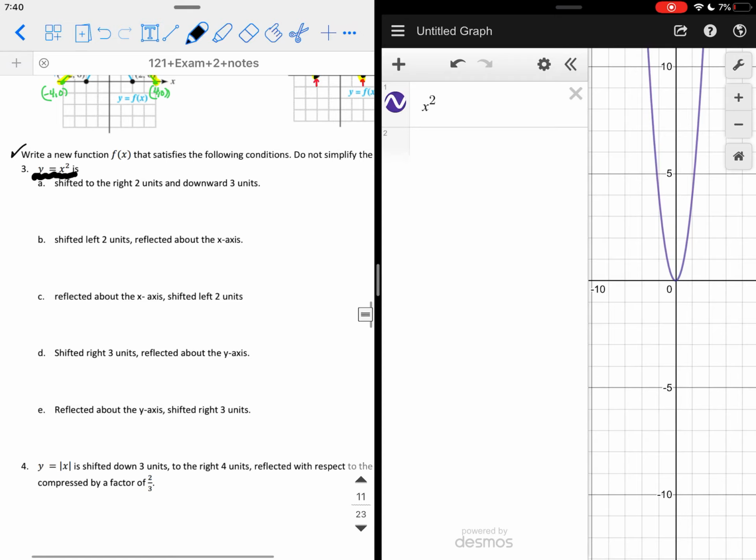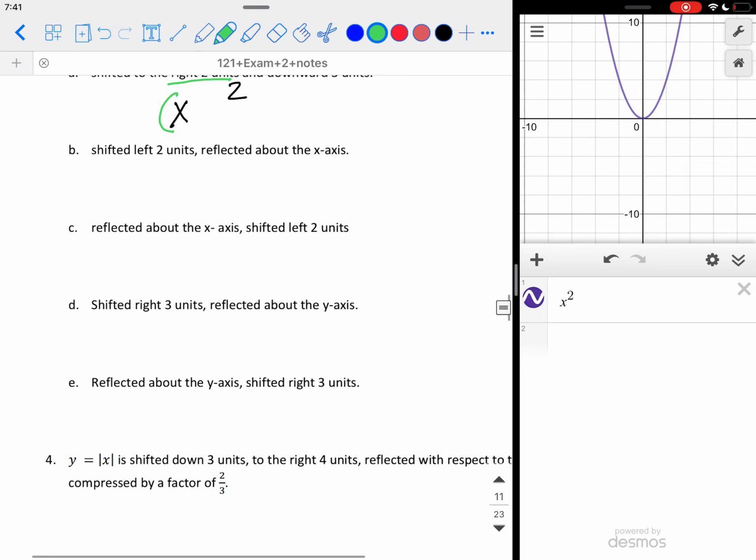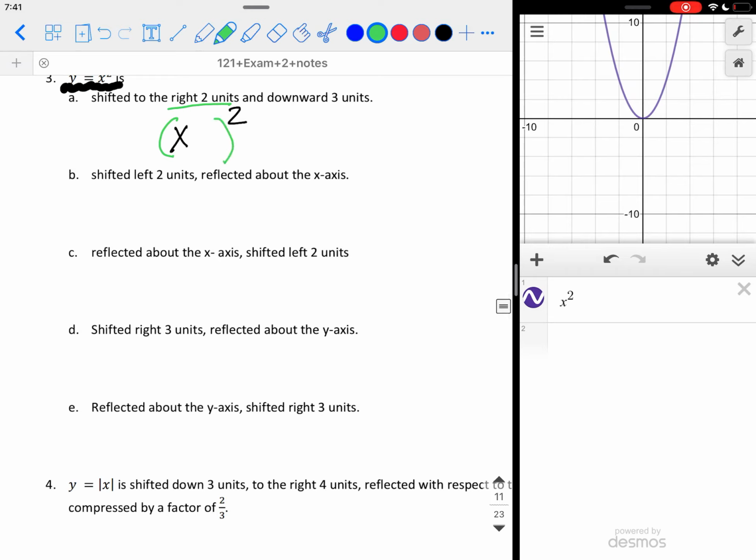So again, the kid has to look like its parent. So I have to start off with an x and a squared. Again, it's not a transformation, it's coming from the parent. So shift it to the right 2 units. I'm going to use a different color code here. Shift it to the right 2 units means it has to be inside the parentheses. Again, the squared is not part of the parentheses. And I'm going to do a -2. And then I'm going to go down 3 units. That means that I have to put a -3 on the outside.